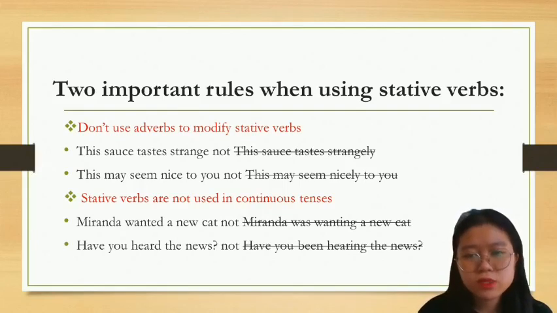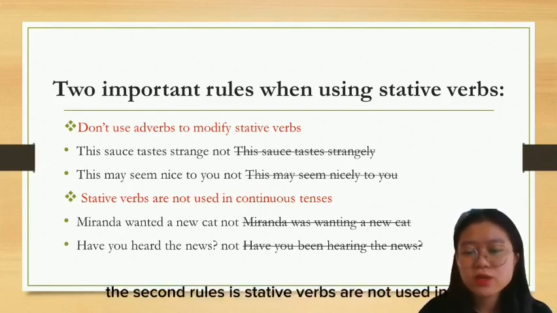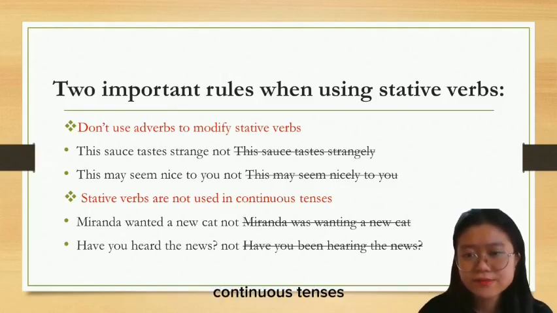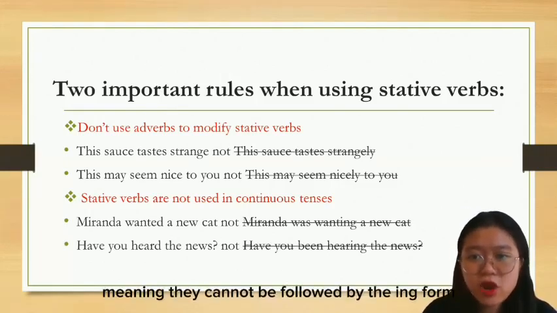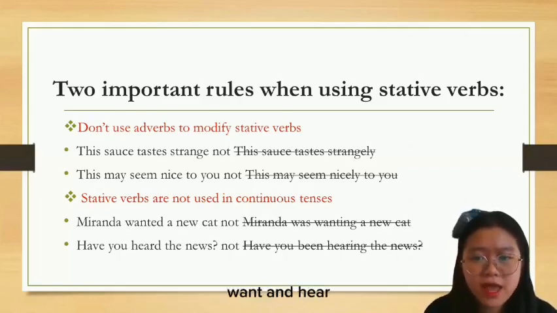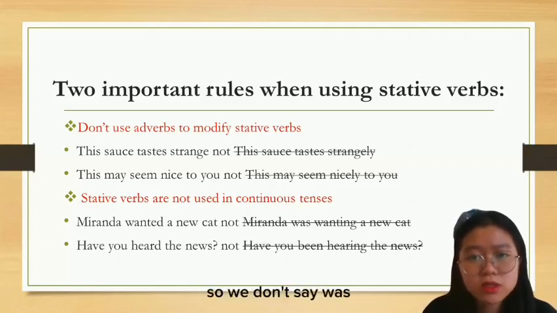And the second rule is that stative verbs are not used in continuous tenses, meaning they cannot be followed by the -ing form. For example, want and hear are stative verbs, right? So we don't say "was wanting" or "having been hearing."